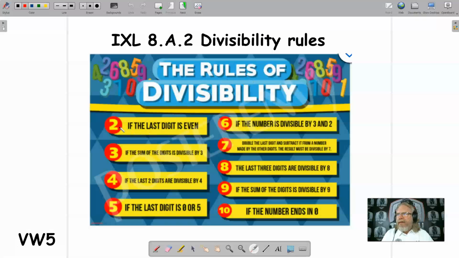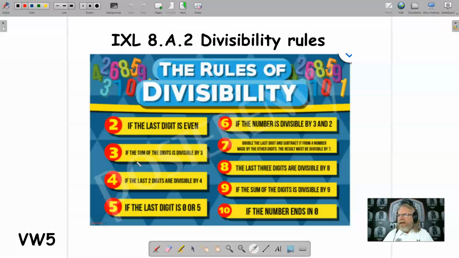If a number is divisible by 2, well, the last digit is even. And this makes sense, right? Because all even numbers will divide by 2. We can get to every single even number by counting by 2s: 2, 4, 6, 8, 10, 12, 14, 16, 18, 20, etc. So if the last digit is even, then it's an even number, and all even numbers are divisible by 2. The only even number that is a prime number is 2.